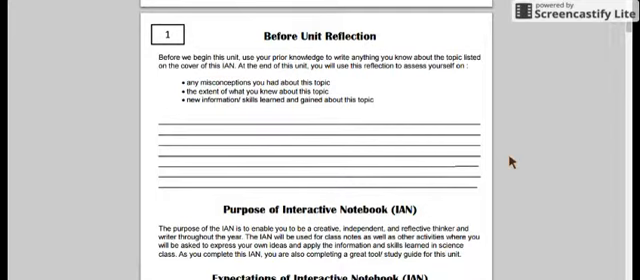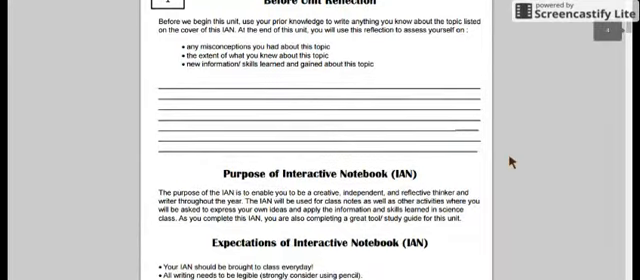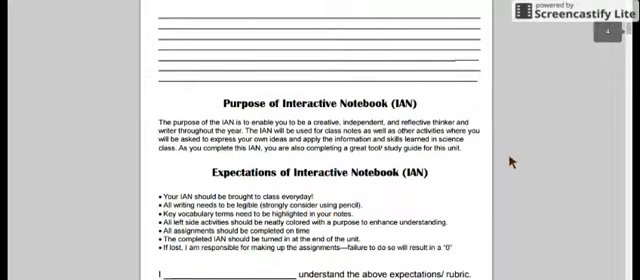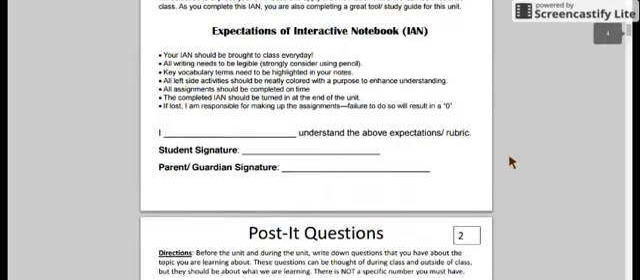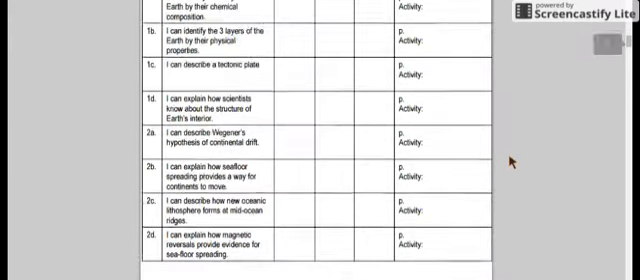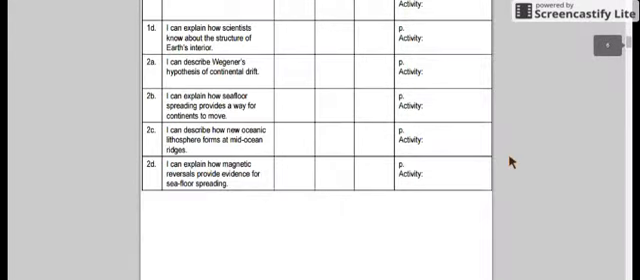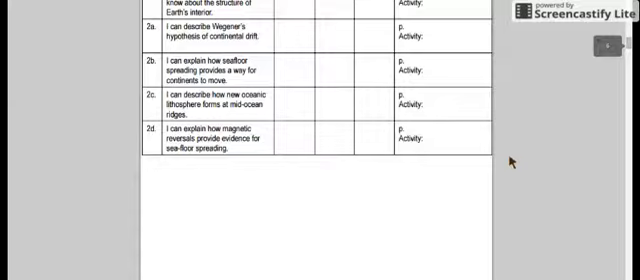But this has been a little bit of a change because I have decided to do a pre-assessment before the before unit reflection. And this talks about just the purpose of the narrative notebook. It's a creative, independent, allows reflective thinkers and writers throughout the unit. Basically, this is their portfolio that they do throughout the unit. Parent signature, student signature. These are the learning targets. These are all the topics they're going to learn about throughout the units. And they're all set up in I can statements.